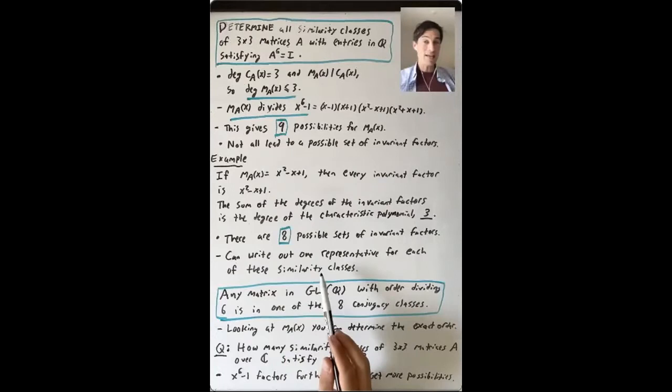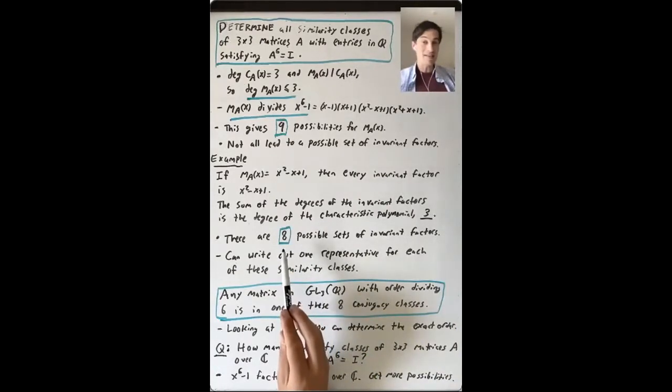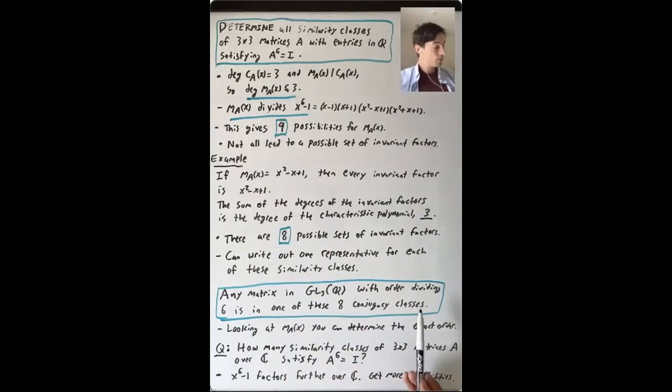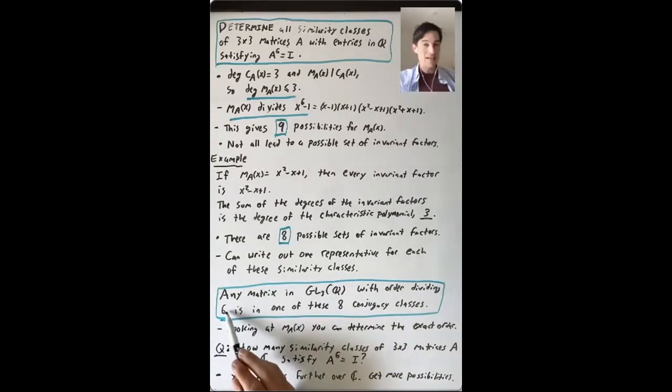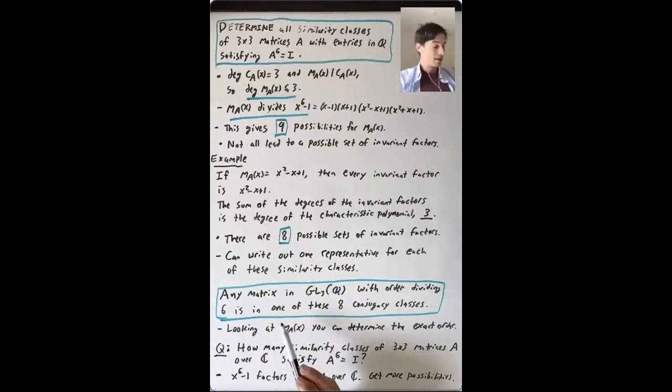Remember, in GL3Q, a similarity class is the same thing as a conjugacy class, right? Because what does it mean for two things to be similar? It means there's an invertible 3 by 3 matrix P so that P inverse AP equals B. So two things are similar if and only if they're conjugate. So any matrix in GL3Q with order dividing 6 is in one of these 8 conjugacy classes. If you look a little bit more carefully at the minimal polynomial, you can see that some of them have order dividing 6, but they also have order dividing 3, or order dividing 2, so the order can actually be smaller than 6. But you can look more carefully and see which classes consist of matrices of which order. So you can write down all of the conjugacy classes consisting of matrices that have order exactly 6, for example.